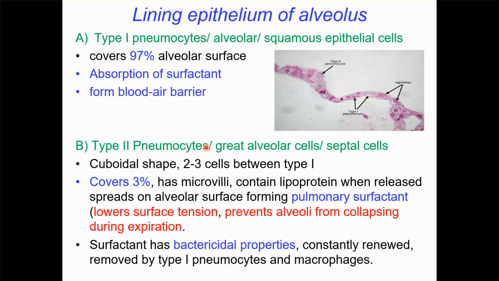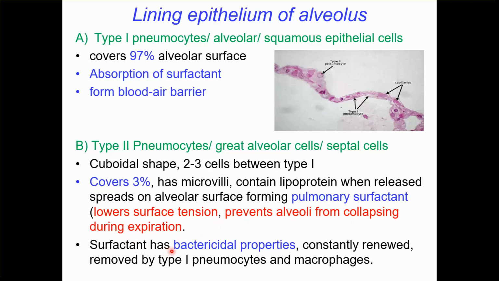Type 2 pneumocyte, also called great alveolar cells, and these are the septal cells. They are cuboidal in shape. There are about 2 to 3 cells between the type 1 cells. It covers only 3% of the surface. It has microvilli. It contains lipoprotein, which, when released, spreads on the alveolar surface, forming the pulmonary surfactant. It lowers the surface tension. It prevents the alveoli from collapsing during expiration.